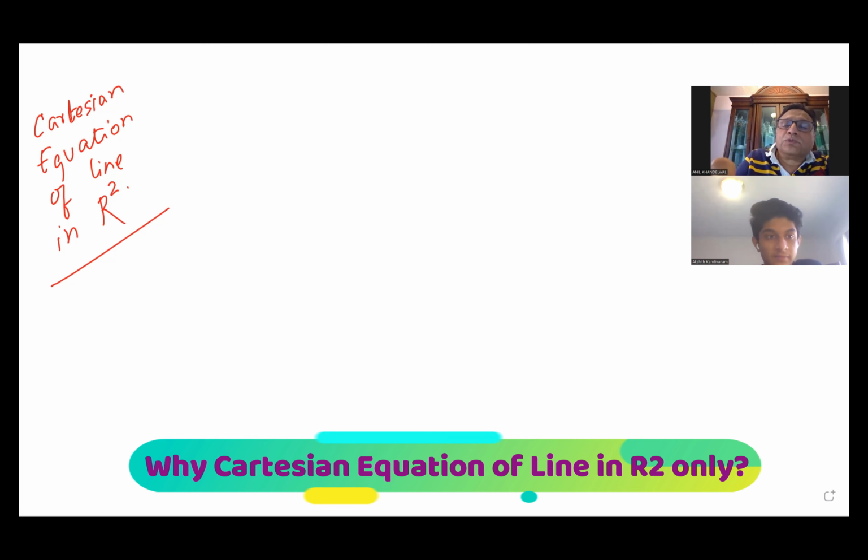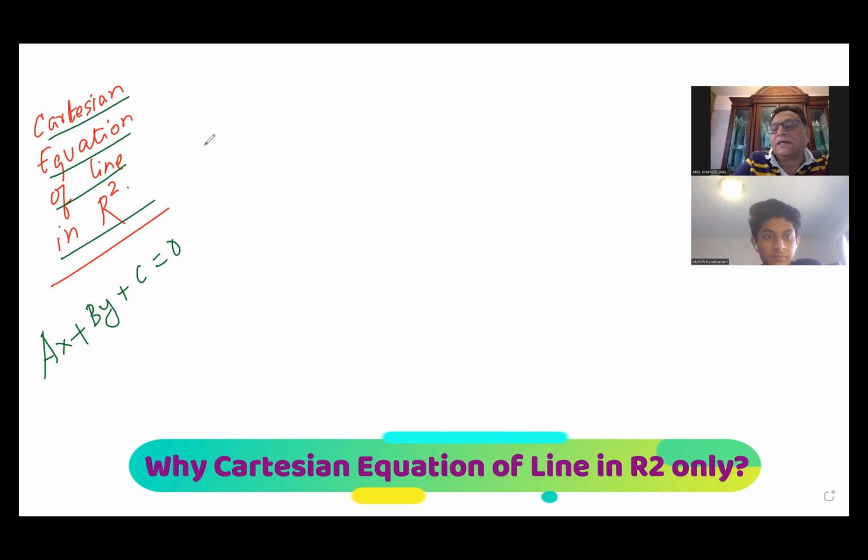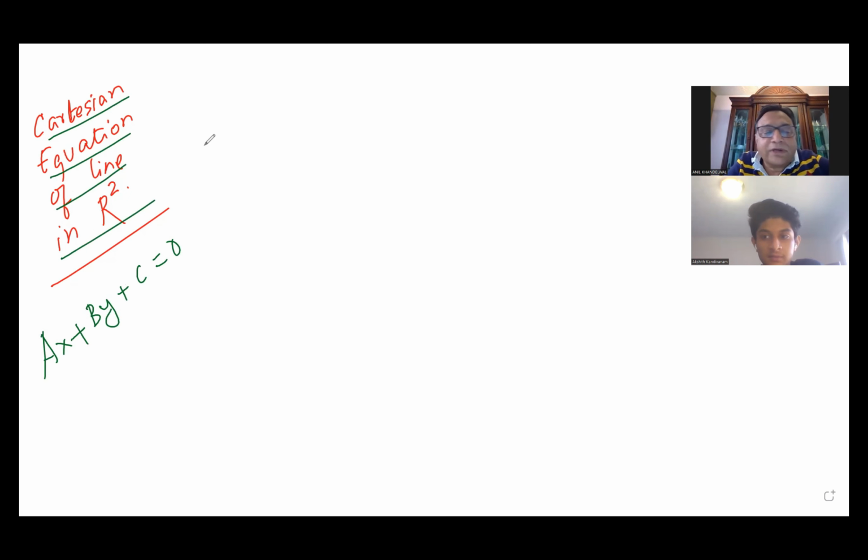Okay. So we'll begin by saying what is Cartesian equation of a line in vectors. The Cartesian equation is written like this: ax plus by plus c equals to 0. So this is Cartesian equation of a line in R2. Do you get the idea? Yes, sir. Now this is also called scalar equation. So we say sometimes scalar or we say Cartesian equation.